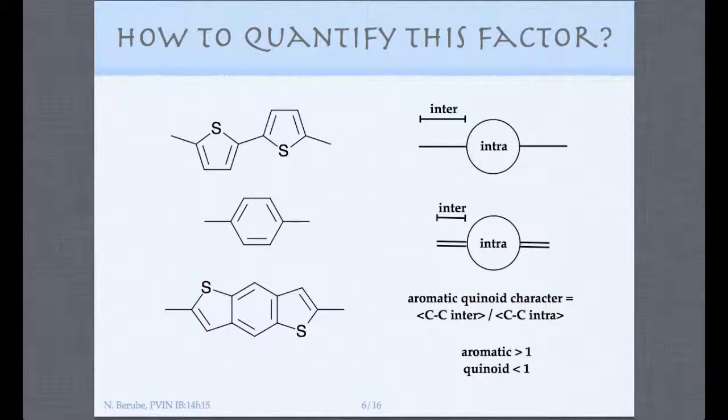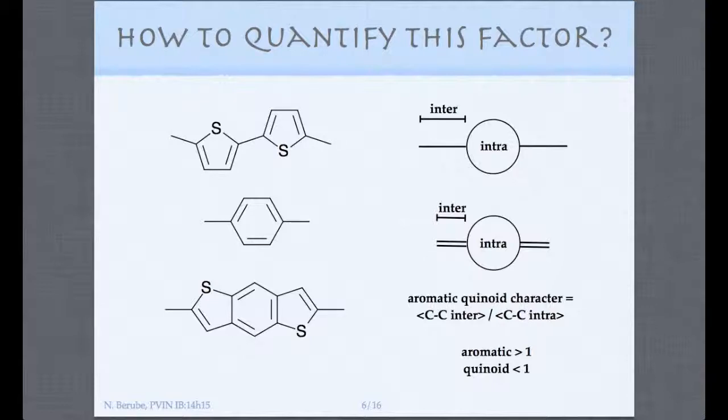And the logic behind that is that, for example, a polymer in its aromatic form actually has the intermonomer bonds that are the simple ones. And when you look at the carbon bond lengths inside the monomer unit, there would be more double bonds. So on average, the average would be shorter.